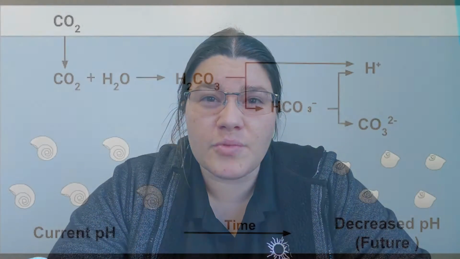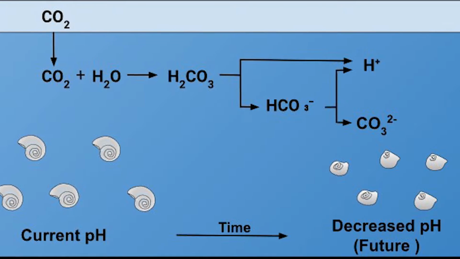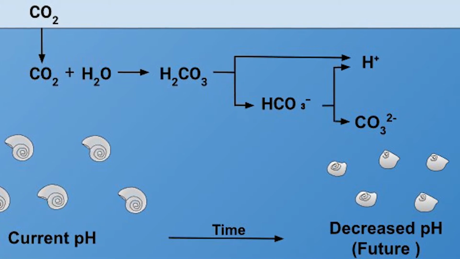Ocean acidification is the process by which carbon dioxide emitted into the atmosphere is absorbed into the ocean. When carbon dioxide molecules react with water, they create carbonic acid. This acid decreases the pH, or acidity, of the ocean.